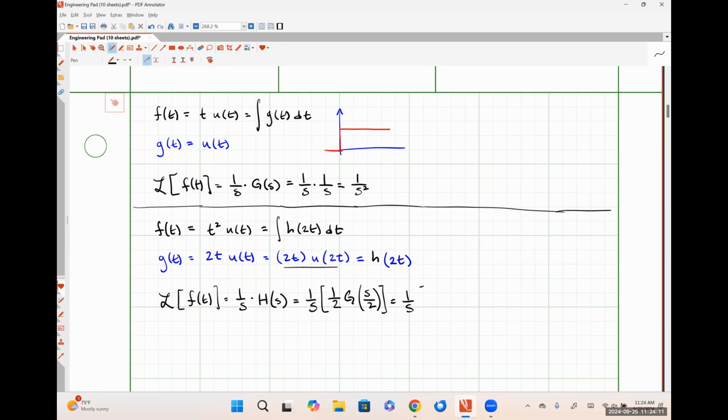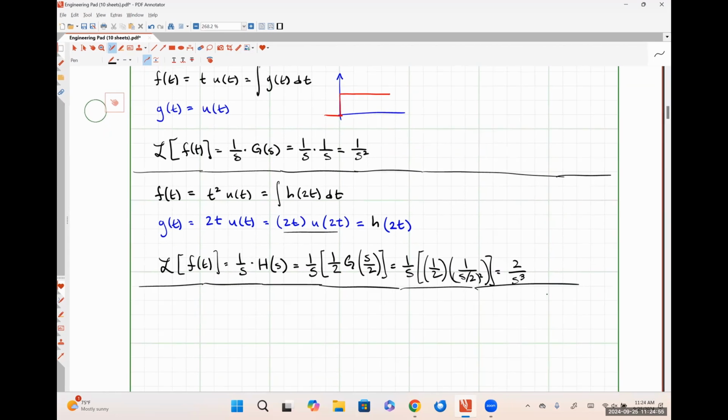1 over s multiplied by a factor of 1/2, multiplied by a factor of 1 over s over 2 squared, all coming out to be 2 over s cubed. So when I divide this guy by 1 over s over 2 squared, that's putting a 4 in the numerator. 4 over 2 is where this 2 comes from. And we can keep this process going.